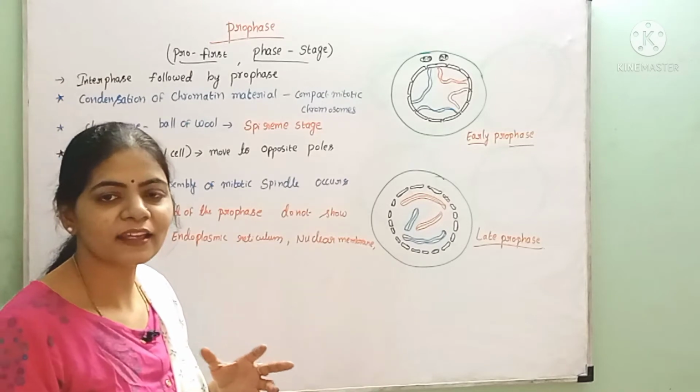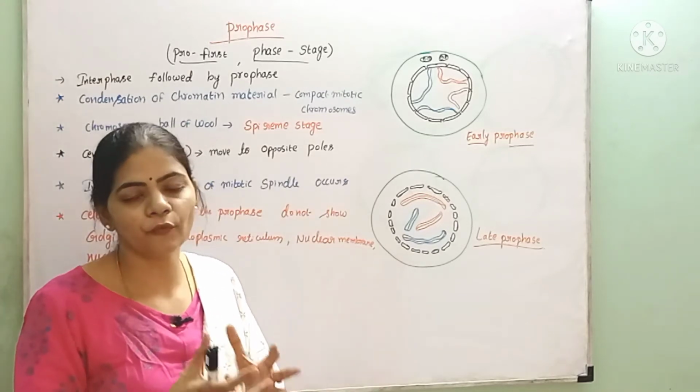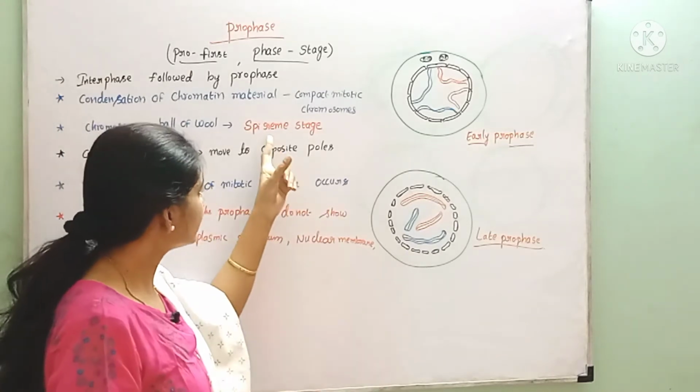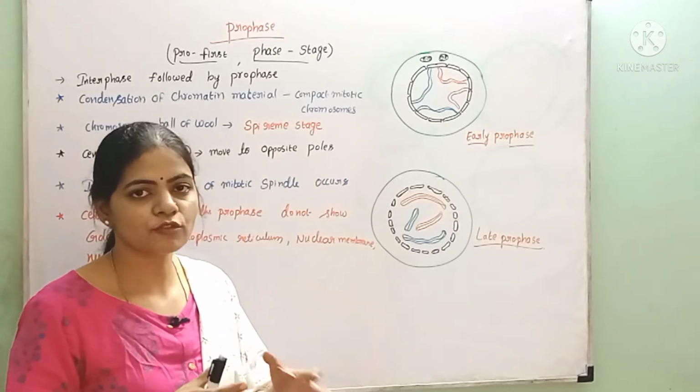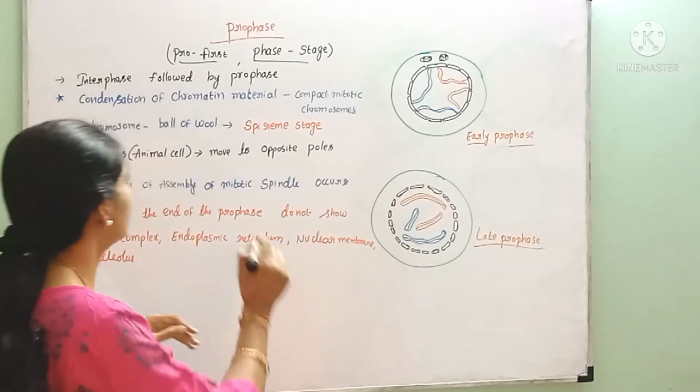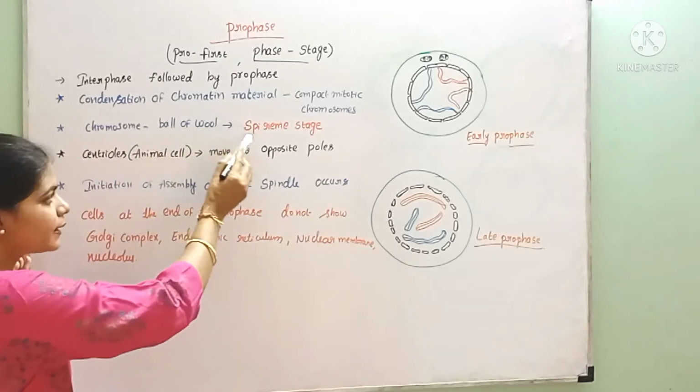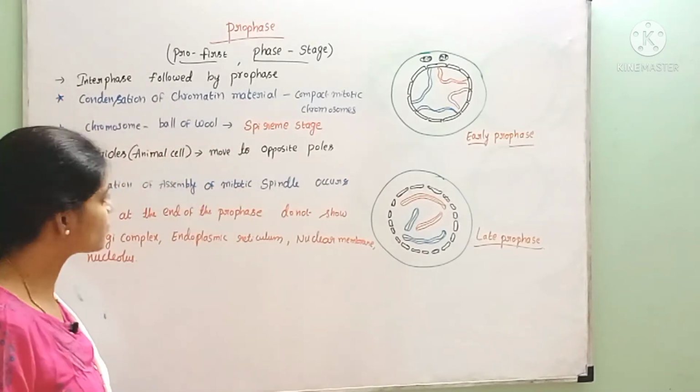They just appear like a ball of wool, and that stage is called the spireme stage, because the chromosomes are not properly arranged. It is just like a ball of wool, and that stage is called the spireme stage.